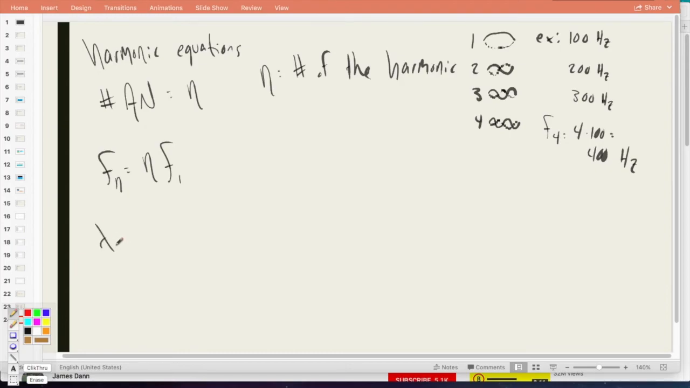The wavelength of the wave at that harmonic standing wave pattern is 2L over n, where once again n is the number of the harmonic. Does that make sense for this first standing wave pattern? Yeah, it does. This is only half of a wave. So the length of the whole wave would be twice the length of the string, 2L over 1. Here I have a whole wave. So the wavelength is just the length of the string. 2L over 2 is L, and so on and so forth.